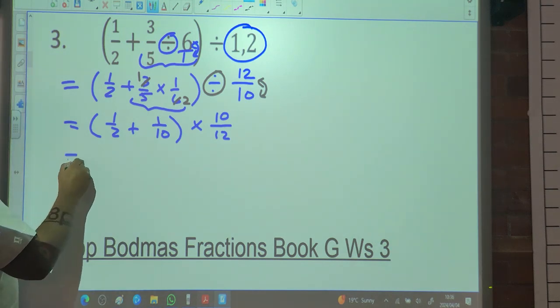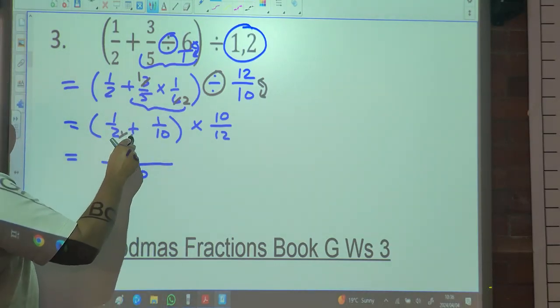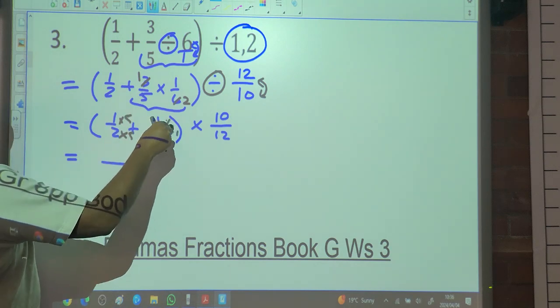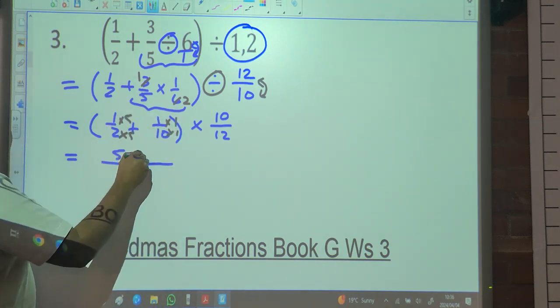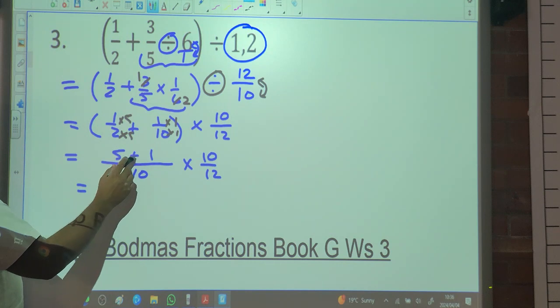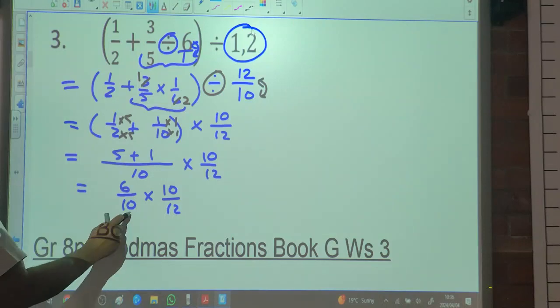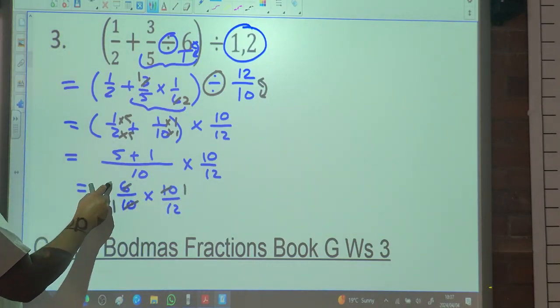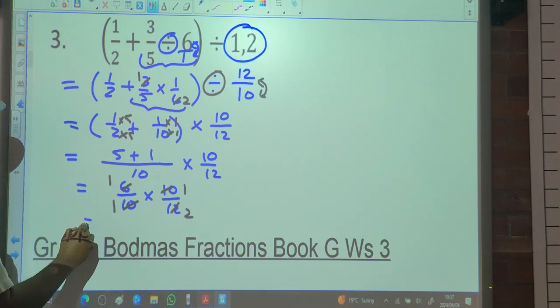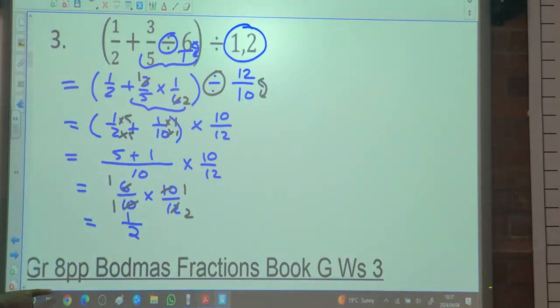Now what? What's your LCM inside the bracket? 10. So let's multiply this by 5. 1 times 5 is 5. 1 times 1 is 1. Multiplied by 10 over, what's 5 plus 1? 6. 6 over 10, multiplied by 10 over 12. 10 goes into 10 once, 10 goes into 10 once. 6 goes into 6 once, 6 goes into 12 twice. So the answer is 1 times 1 is 1 over 1 times 2, which is 2. Okay, any confusion there? No?